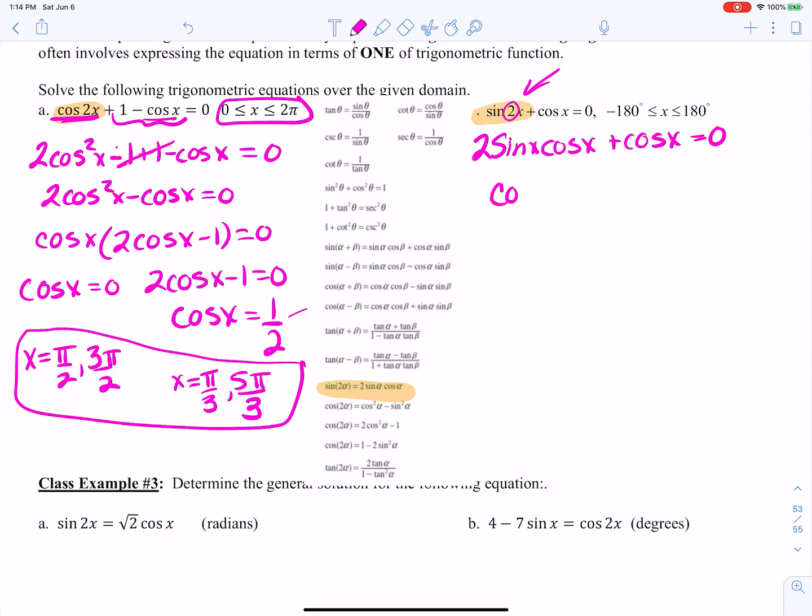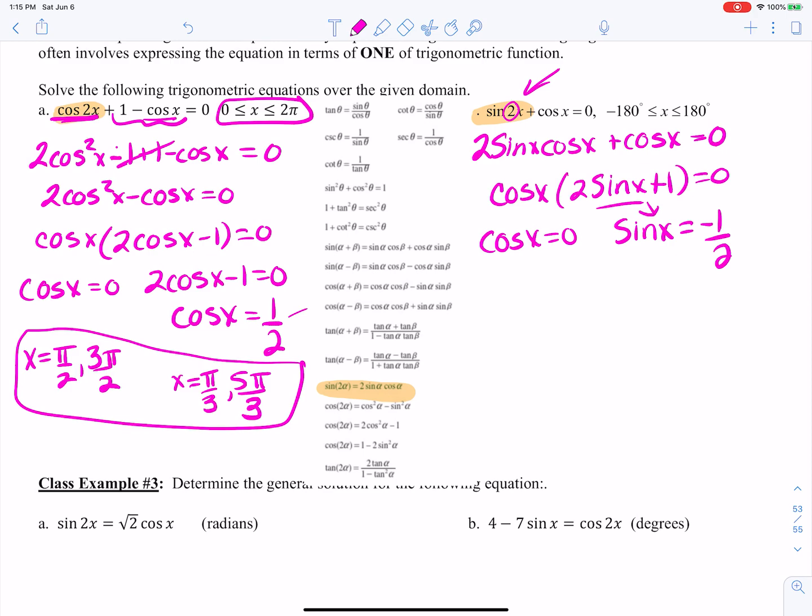I'm going to take a cos x out of here, and I'm left with 2 sine x plus 1 is equal to 0. So I have cos x is equal to 0, and sine x is equal to negative 1/2. I just solved that.